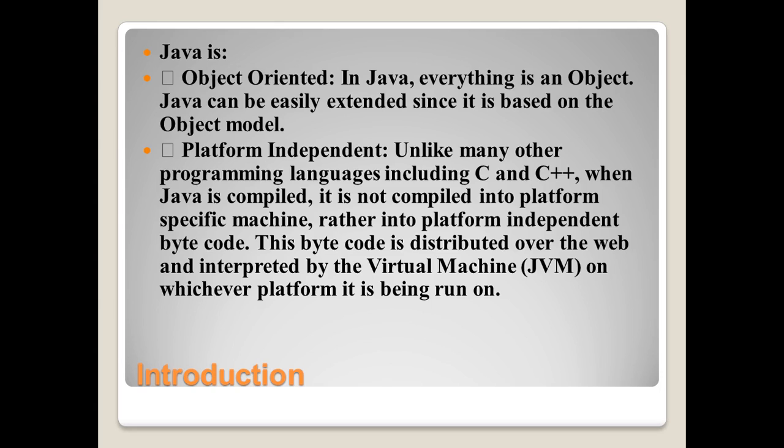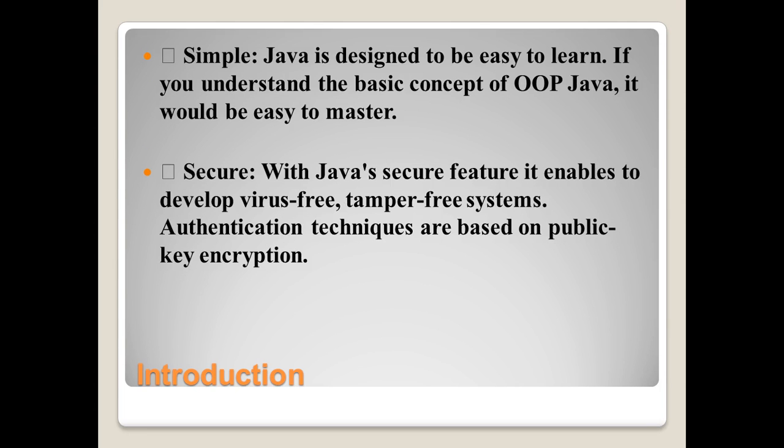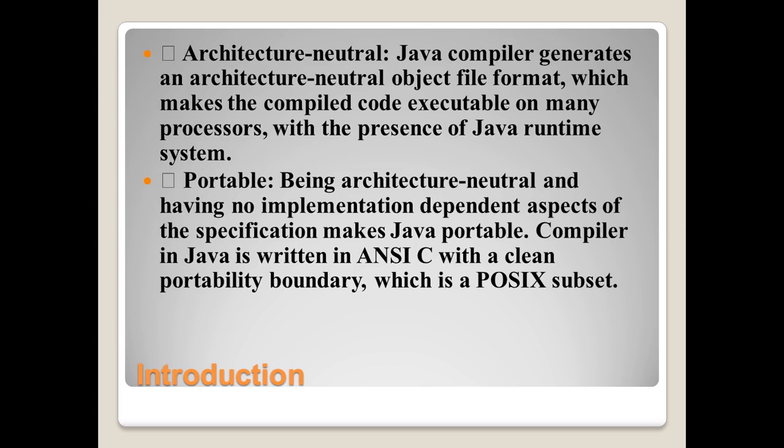And it is platform independent. I already described that platform independent means we can work on Windows, we can work on Mac, we can work on Linux or Unix. That is possible by the JVM, the Java virtual machine, in which we can run our programs. And it's very simple, secure, and architecture neutral. It's very portable, so we can take the code on a pen drive and use it anywhere.